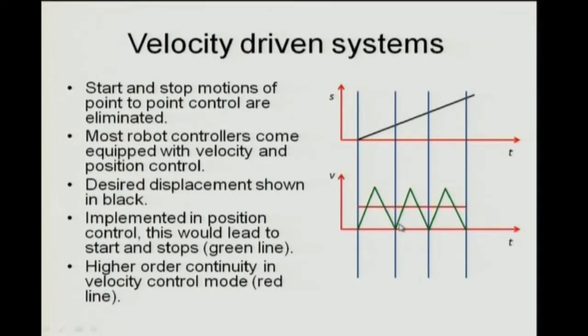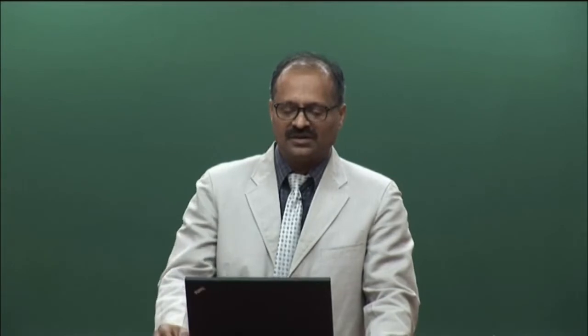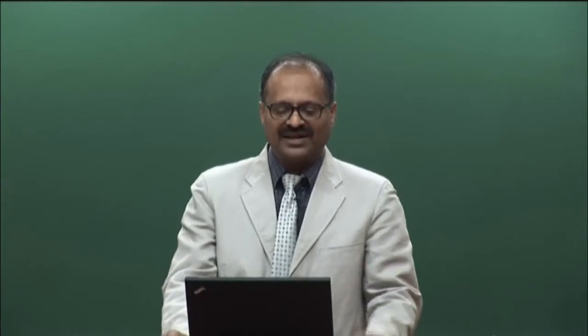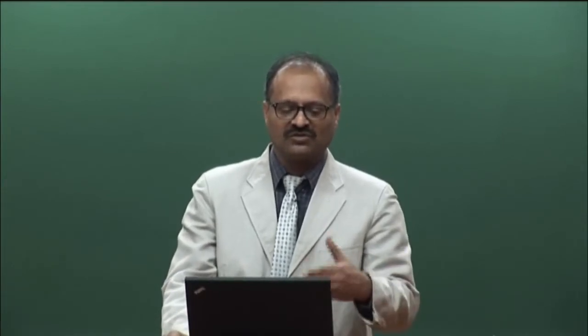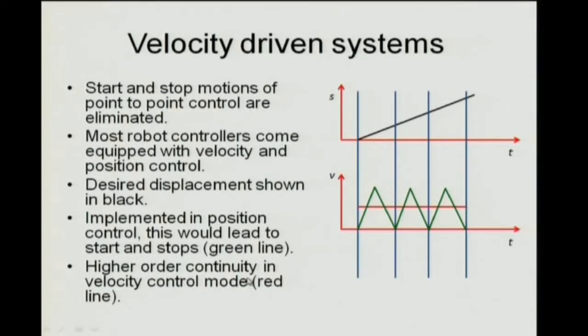So this higher order continuity in the velocity control mode is very desirable for many situations. And that comes almost directly from the Jacobian control approach. So now when I say most robot controllers are equipped with velocity and position control, they are somewhere down the line implementing this stuff that I am talking about, number one.